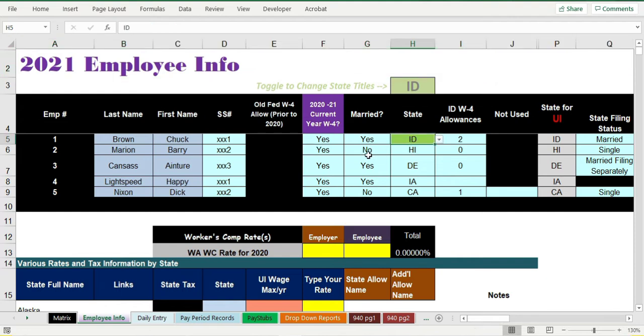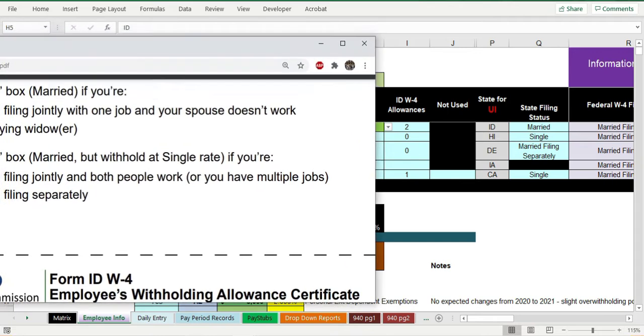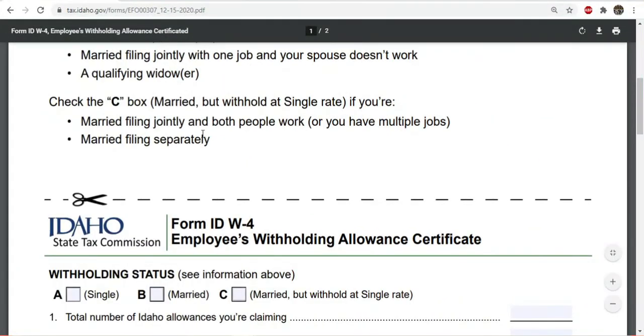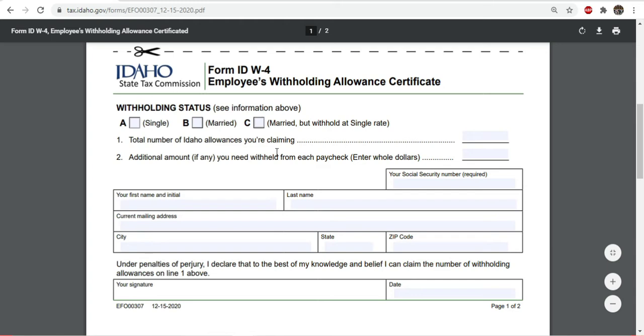So let's talk about Idaho. Idaho has updated rates. Idaho actually looks like they did some updates in the middle of 2020, and it looks like these things are carrying forward to 2021. So let's start with the Idaho W4.